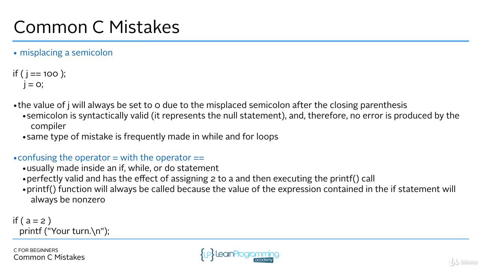So in this example, if we have if a = 2, it's assigning 2 to a. It always is set to true because you never fail when it's doing assignment. And so printf is always going to run. What you really meant to do here is say if a == 2. So it's very common to use the assignment operator instead of the equality operator and not have a compiler error.